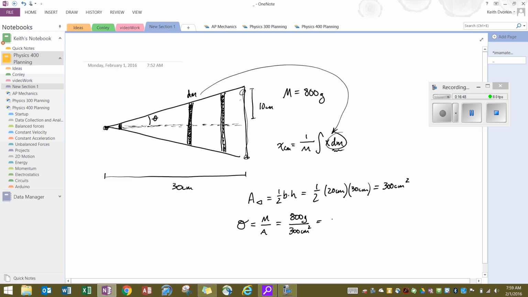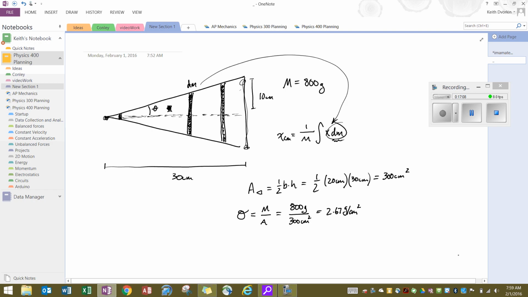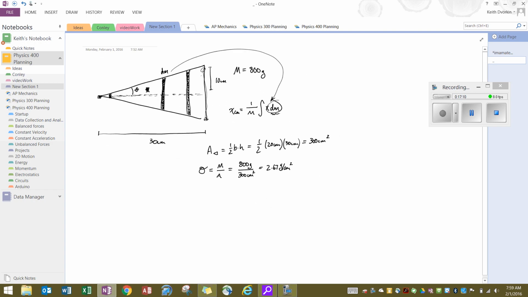So that is 2.67 grams per centimeter squared. So no matter what area I define on this thing, all I have to do is take that area, multiply it by this surface mass density, and I will know how much mass I've got. Okay, so now let's go back to our vertical slices here.